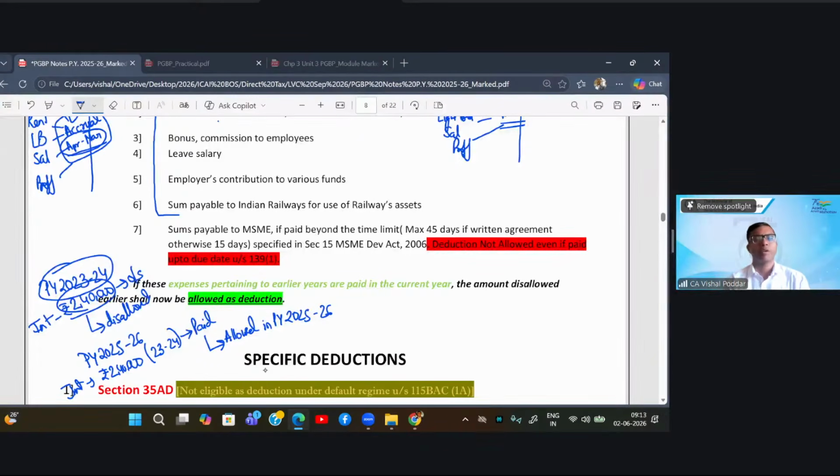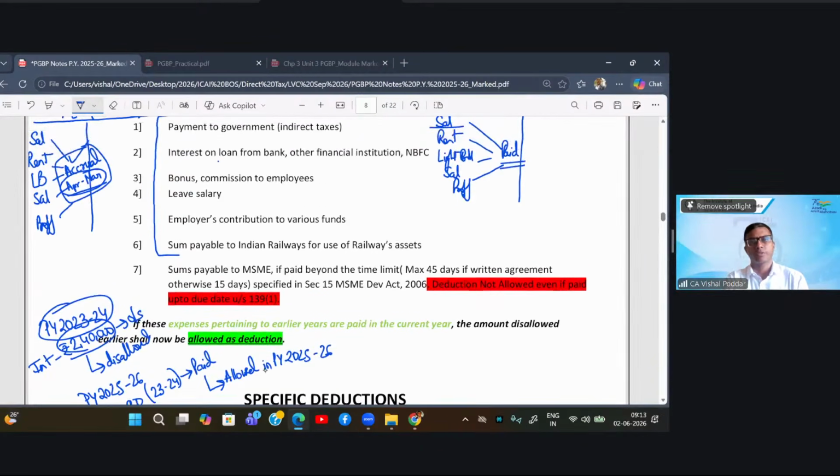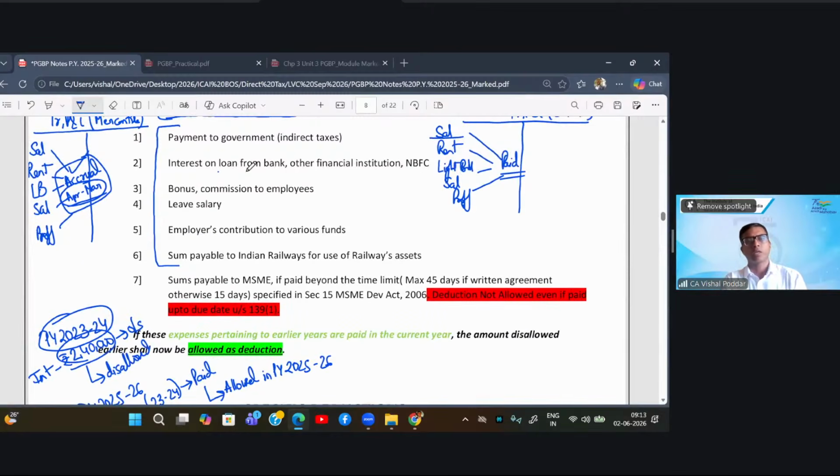Students, I hope you have understood what this section says. So I'll just read out the names. What are the expenses covered in 43B condition? Payment to government, obviously of indirect taxes, because direct taxes are always disallowed.